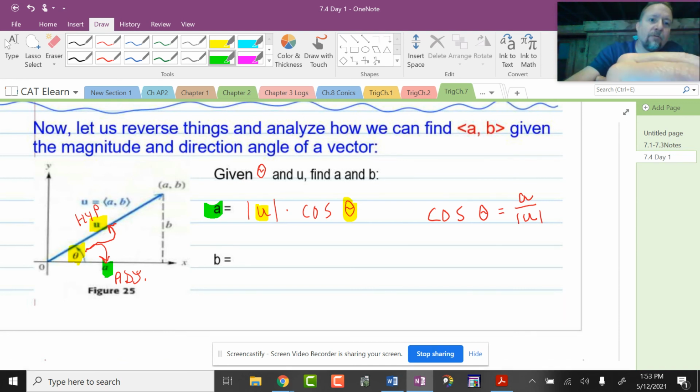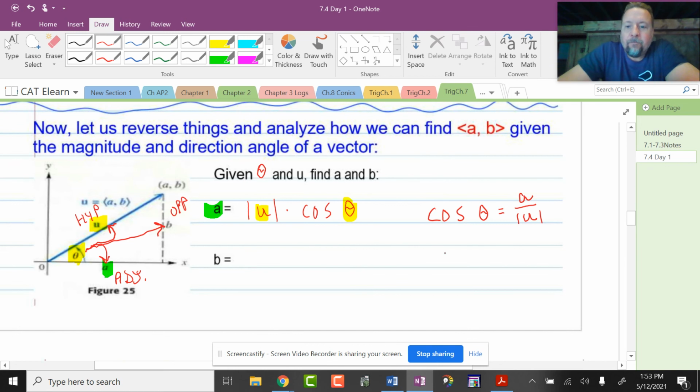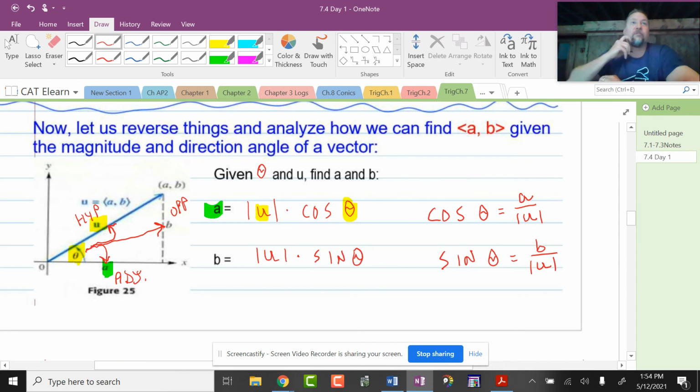And then the B component, of course, is, let's do it again. What side is this? That's the opposite. So for finding B, the sine of theta is B over the magnitude of u. And then you multiply both sides by the magnitude of u. So it's real simplistic where these formulas come from. It could not be any easier.